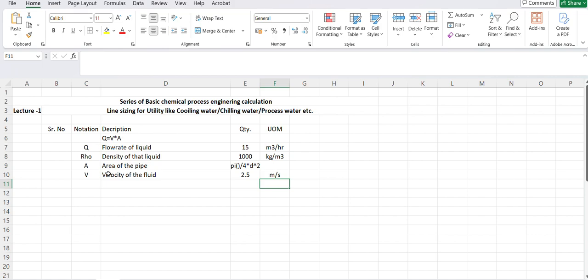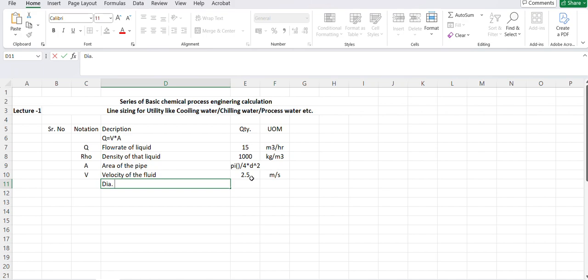Or somewhere you can select optimum velocity as 2 meter per second, and velocity is inversely related to the area or diameter of the pipe. For calculation here we are considering 2.5 meter per second. Then the known parameters are the flow rate and the velocity, and the unknown parameter is the diameter of the pipe. So we have to calculate D.